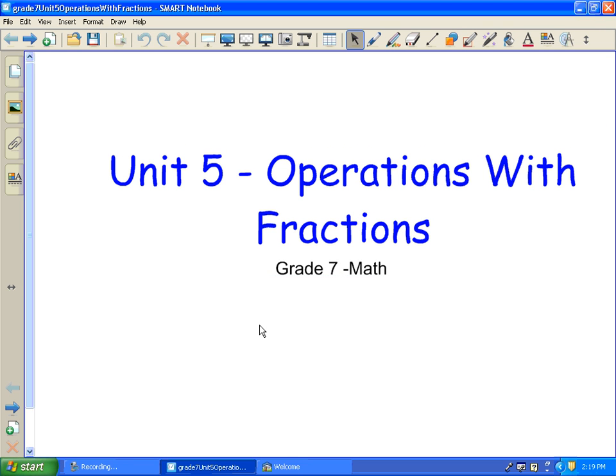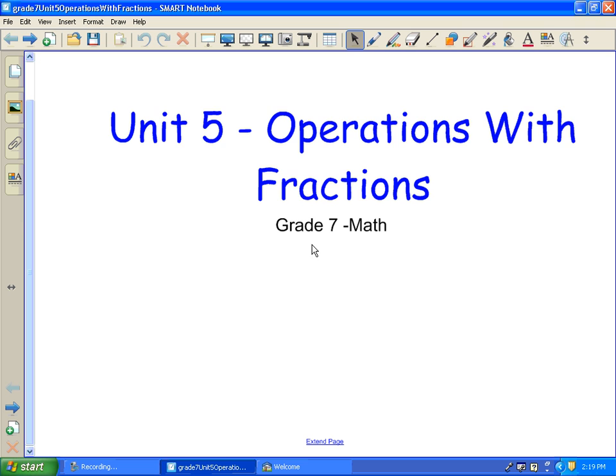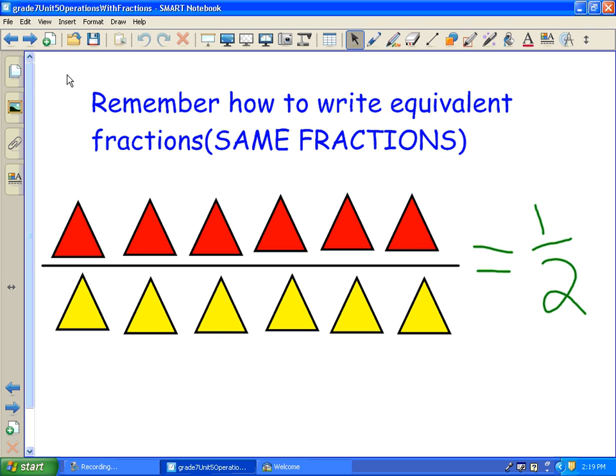Unit 5, Operations with Fractions, Grade 7 Math. In order to do this unit, there's a few things to remember first. Remember how to write the equivalent fractions, or in other words, the same fraction?